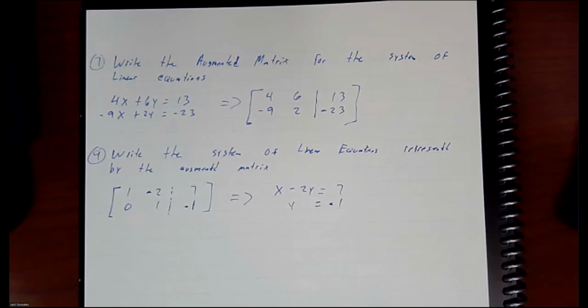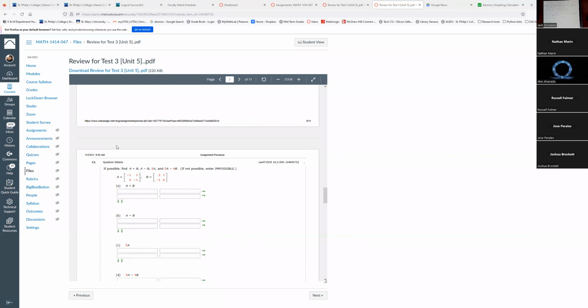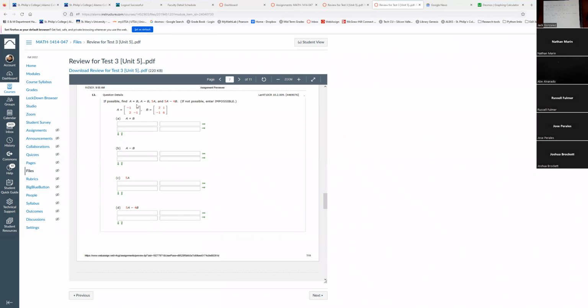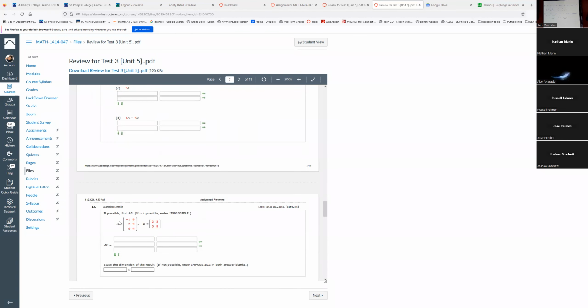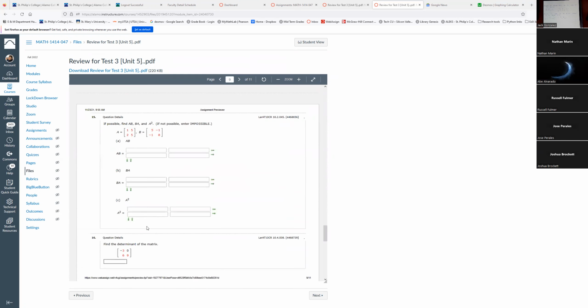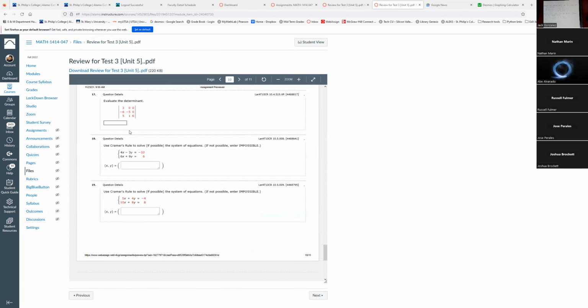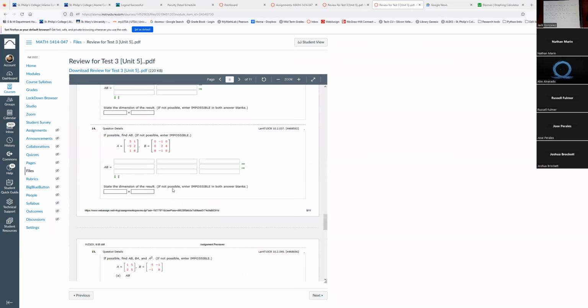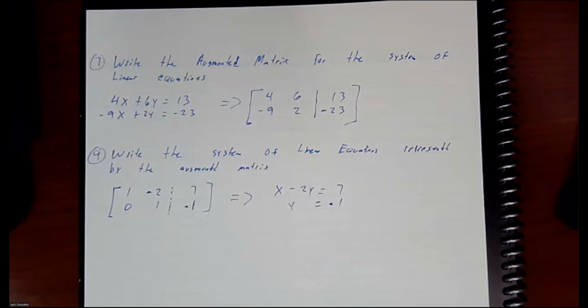All right, let's move on to something else. Actual operations on matrices, instead of solving systems. So number 12, they want you to add A plus B, subtract A and B, etc. Then they want us to multiply. And that's about it, I think. Oh yeah, and then the determinant. All right. So let's do 12.